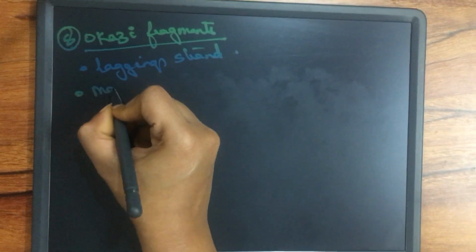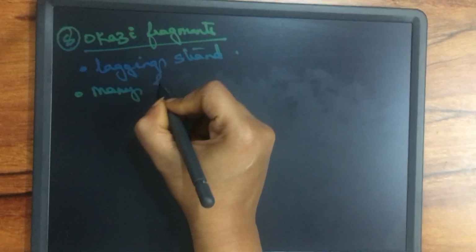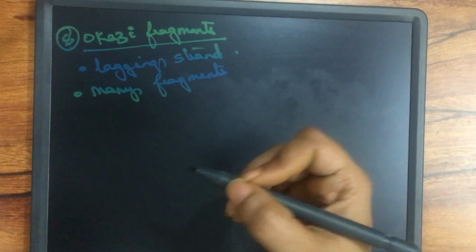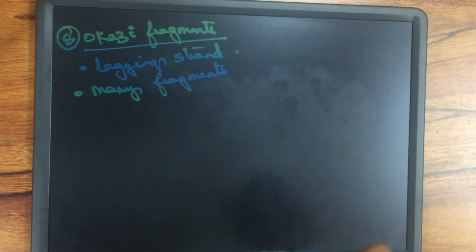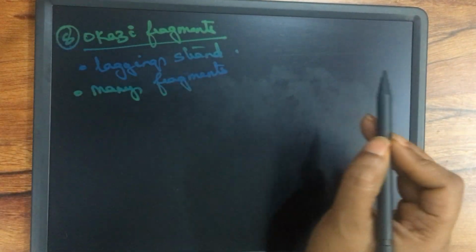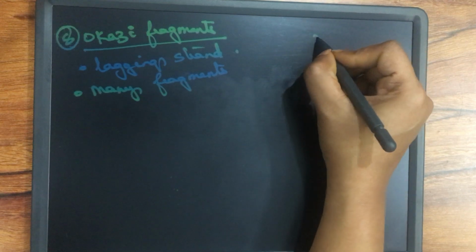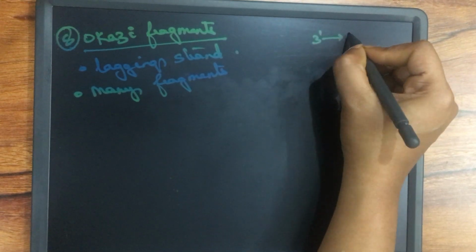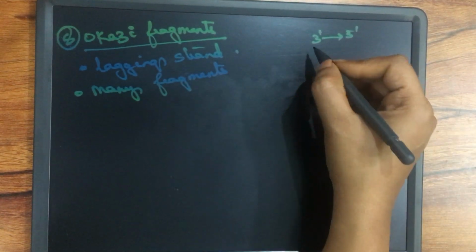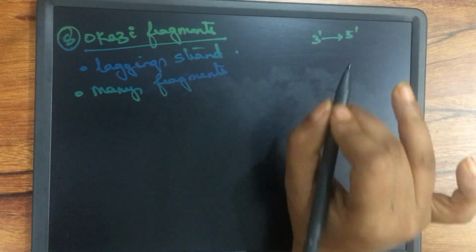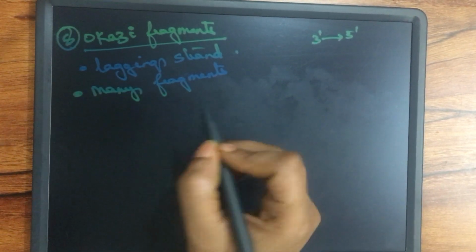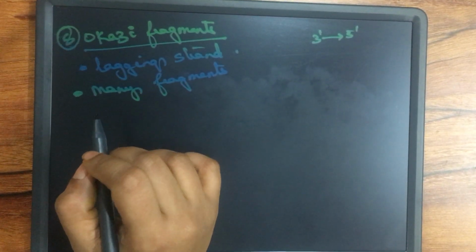Many such fragments are formed as many RNA primers attach themselves on the lagging strand. On the leading strand, it is a continuous synthesis because the DNA polymerase is synthesizing continuously as the template is in the correct direction. Okay, so here many Okazaki fragments are formed.